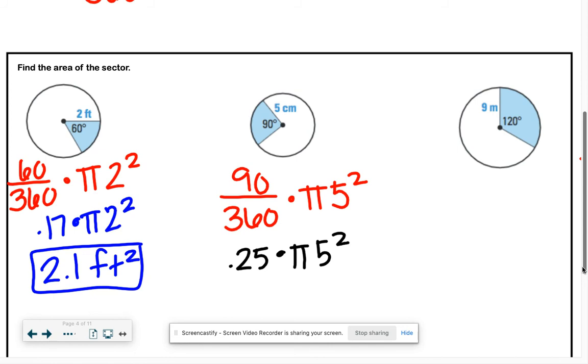What'd you get here? 19.6? Yeah. Should we go to 20? Yeah. Okay. Round to 20? That's fine. Whole numbers are fine. 19.6 is fine too. You're ballpark close enough. 20 centimeters squared.